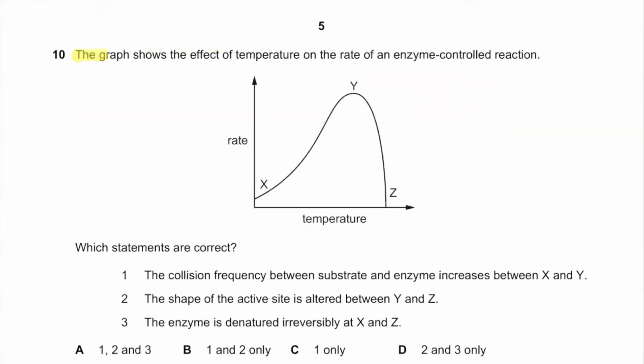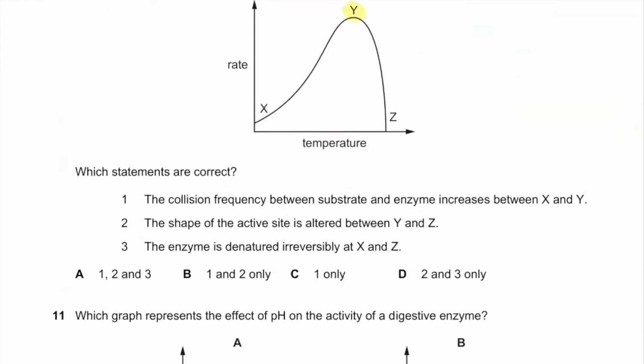Question number 10. The graph shows the effect of temperature on the rate of an enzyme-controlled reaction. As we can see from Y to Z, a slight increase in temperature caused the enzyme to fully denature. Which statements are correct? The collision frequency between substrate and enzyme increases between X and Y. This is correct, guys. As the temperature is increased, the rate of collision will also increase between the substrate and enzyme. The shape of the active site is altered between Y and Z. Guys, point number 2 is also correct because as the shape of the active site changes, that's why the rate of activity also just goes to 0.